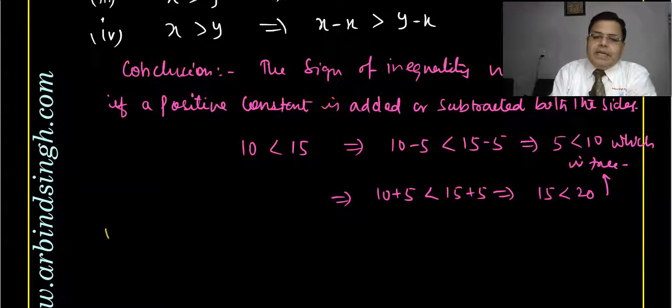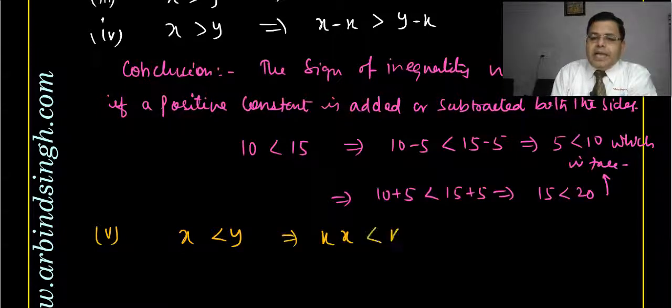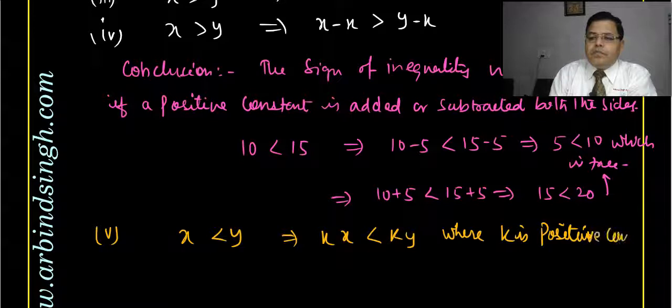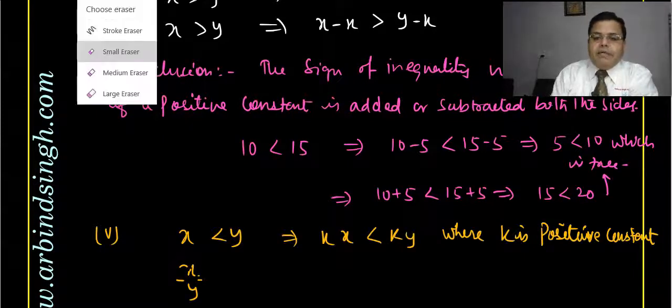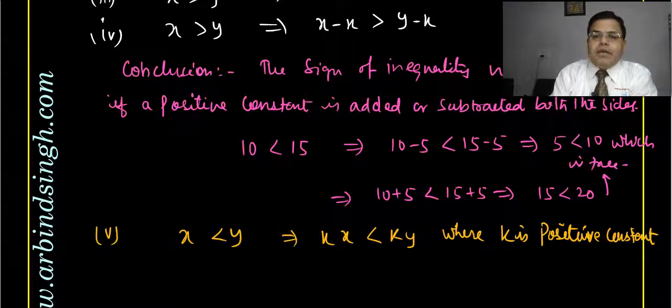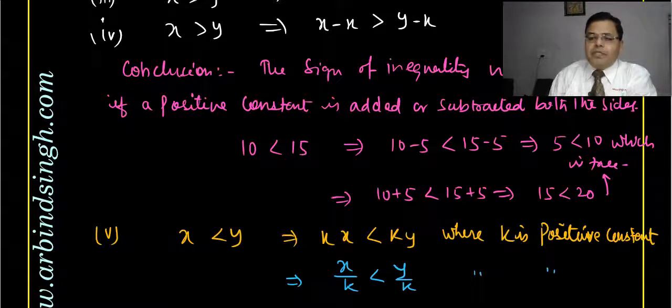Now, what about multiplication and division? Let me write here. If x is less than y, then kx is less than ky, where k is a positive constant. The sign of inequality will not change. Similarly, if x is less than y and we divide by k, then x by k is less than y by k, where k is any positive constant, and the sign of inequality will not change.